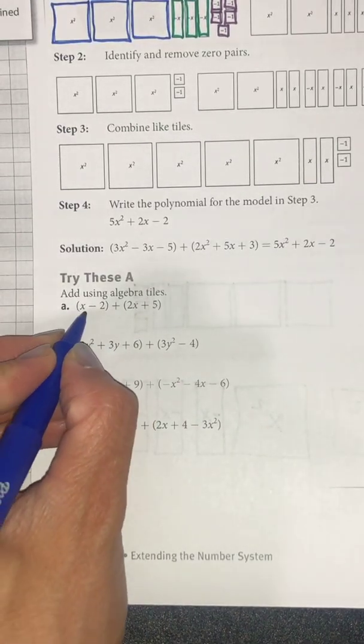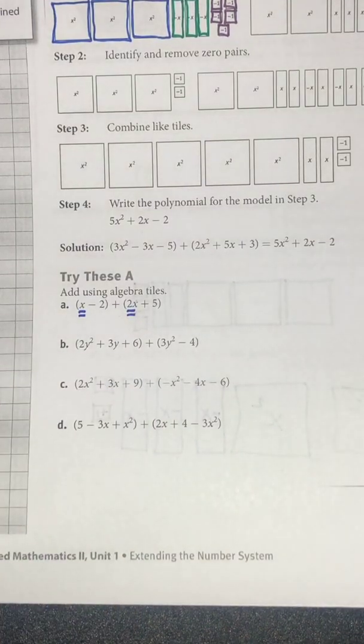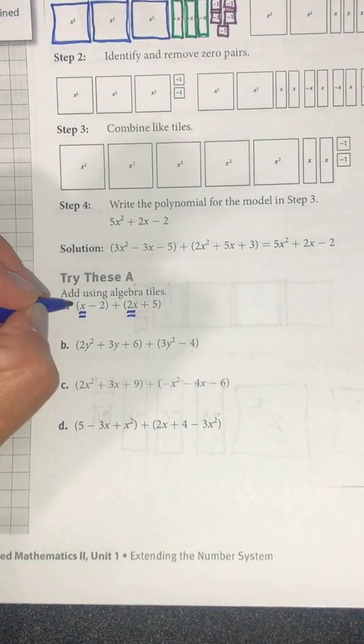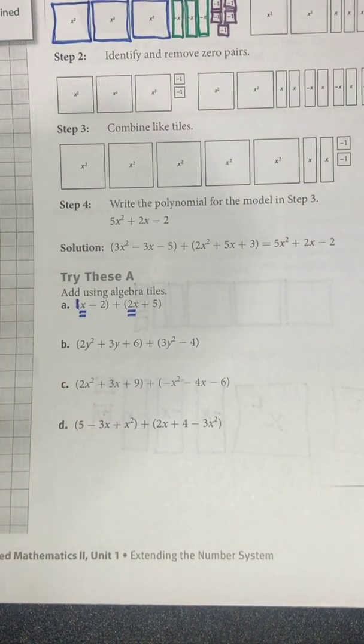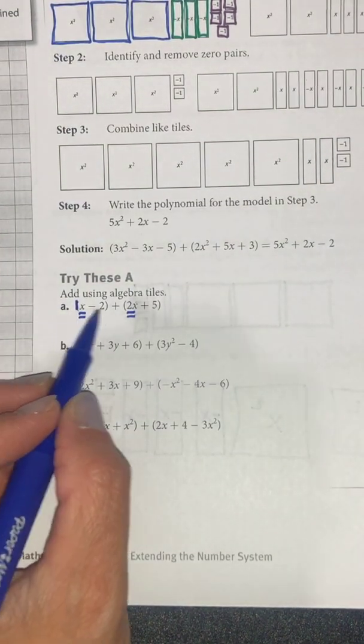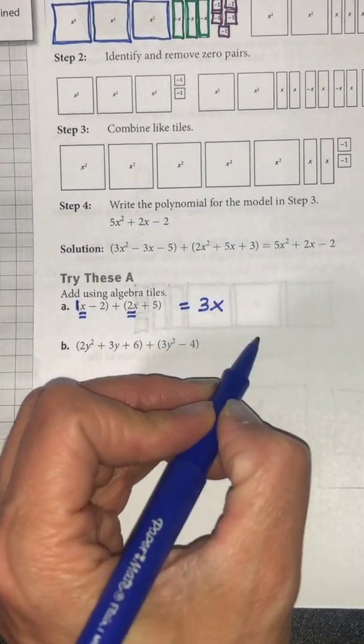Well, x's are like terms because they both have an x. Okay, when there's no number in front of a letter, we assume it to be a 1. So 1x plus 2x equals 3x.